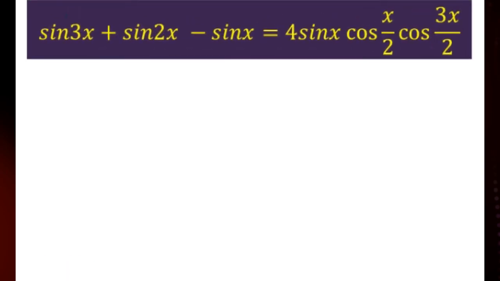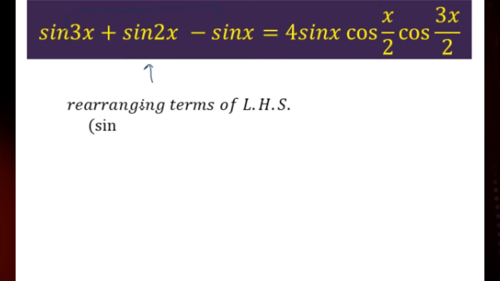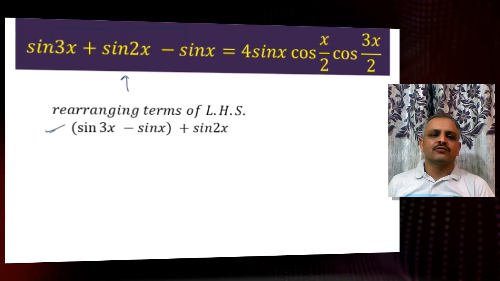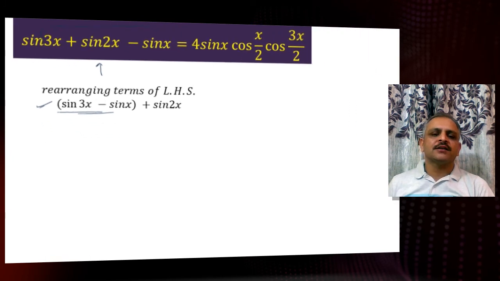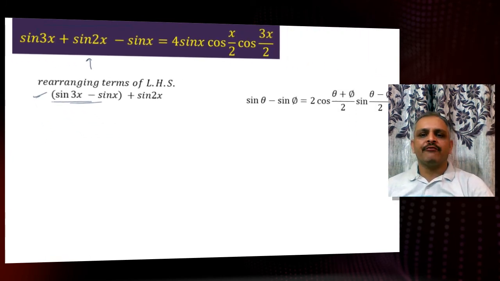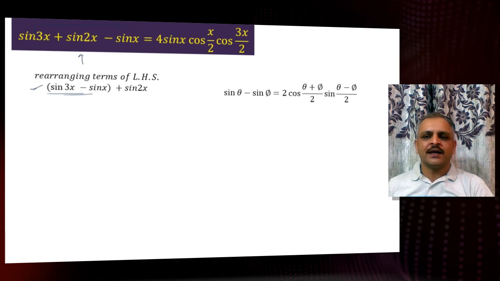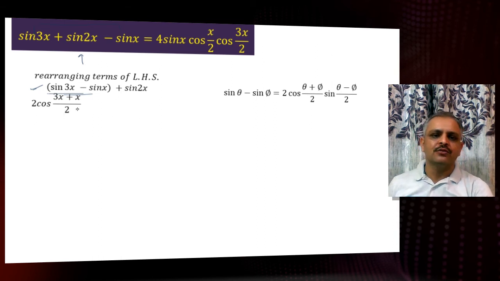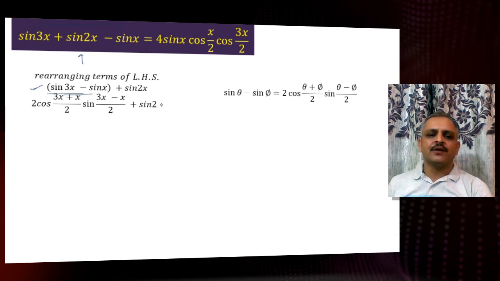Next, again based on the factorization identity, just rearrange them: sin 3x minus sin x, because their mean value will become 2x. So sin 3x minus sin x plus sin 2x. By arranging the terms, we make our sum much easier. So which identity do I have to apply here first? This is sin theta minus sin phi, which is 2 cos of (theta plus phi) by 2 sin of (theta minus phi) by 2. So let's get the value: 2 cos of (3x plus x) by 2 and sin of (3x minus x) by 2, and plus sin 2x as it is.